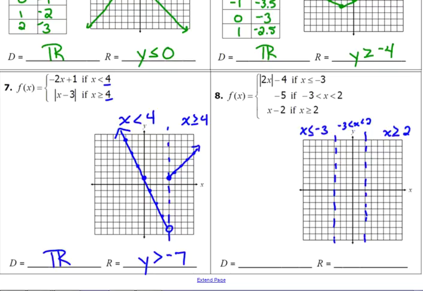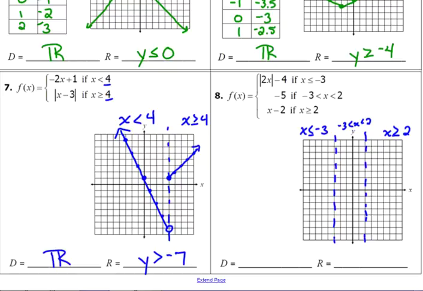All right. So we've got another absolute value function. Yesterday we started by graphing the vertex. What's the vertex of this absolute value function? 0. 2x is equal to 0, so x equals 0. Well, that's outside of where we're supposed to be graphing this. So the vertex isn't going to help us out.